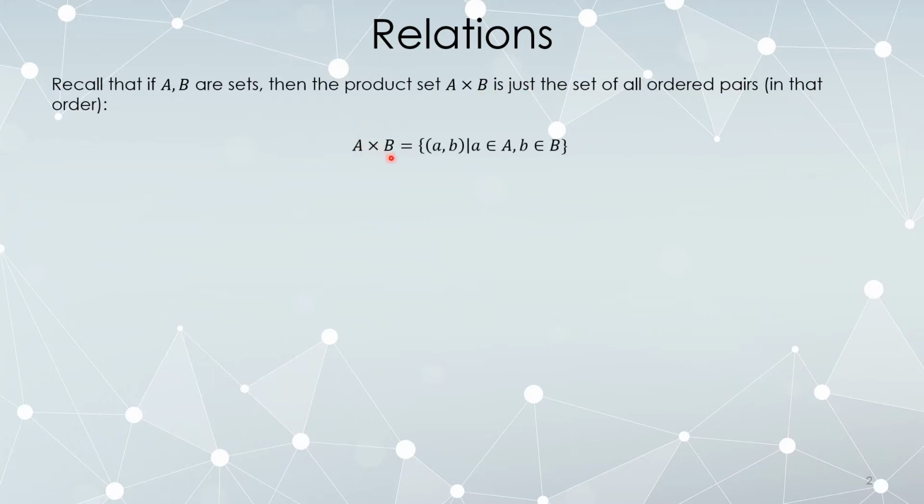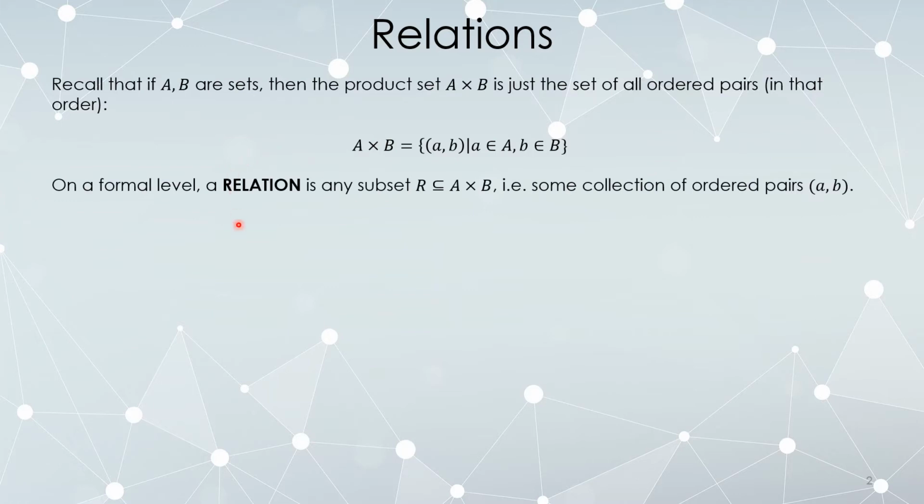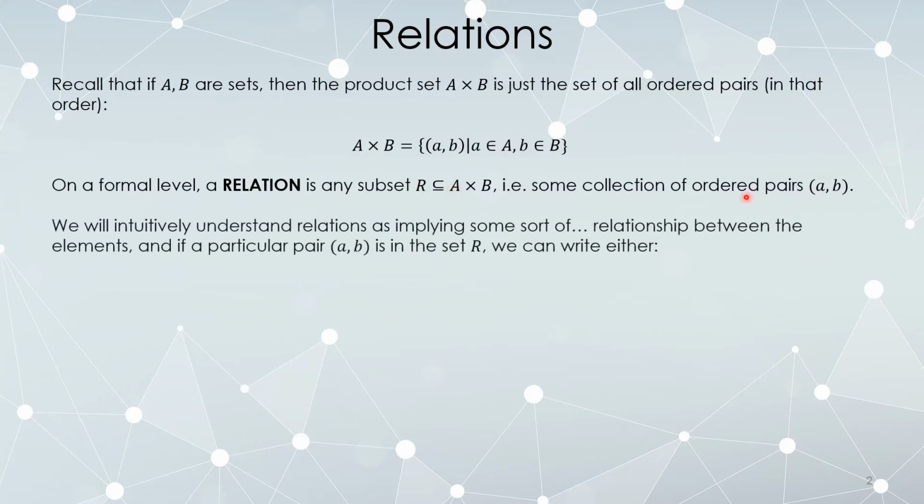The notation is A times B is all possible ordered pairs so that the left element of the ordered pair was from the left set A, and the right element of the ordered pair was from the right set B. And formally, a relation is just any subset of this product set. So some possible collection of ordered pairs. Could be the empty set, could be the entire set, could be something in between.